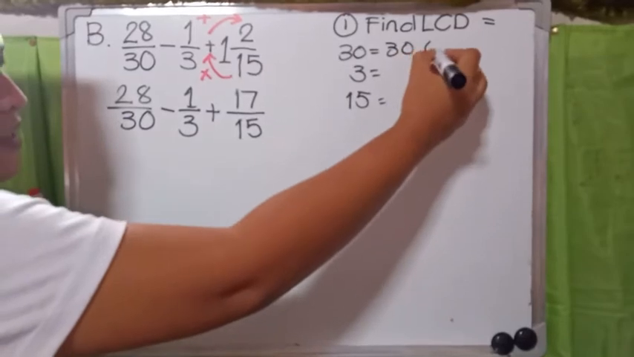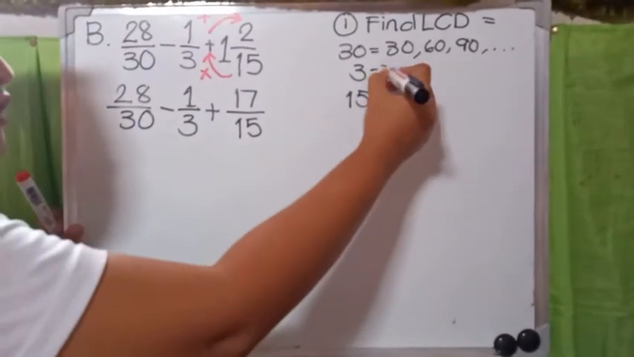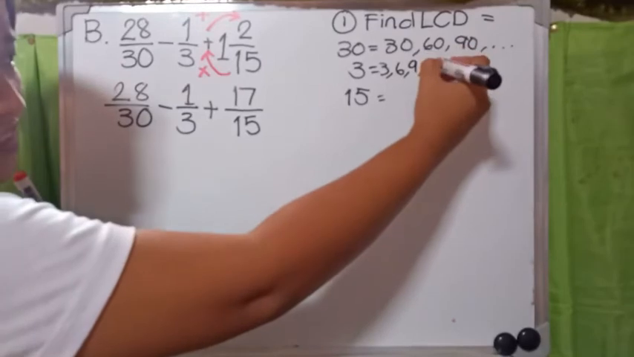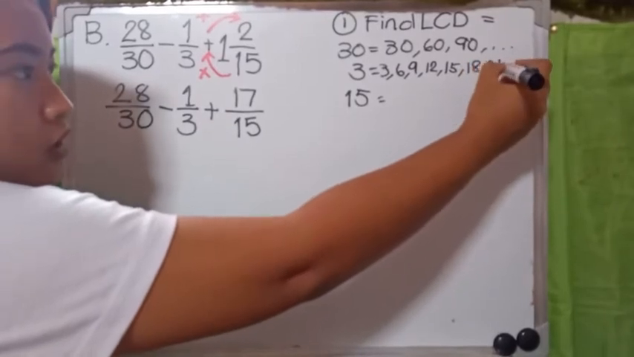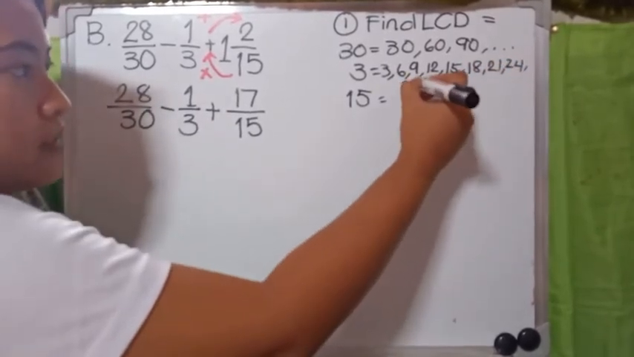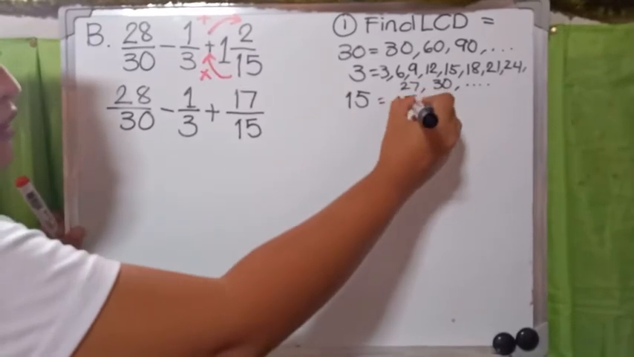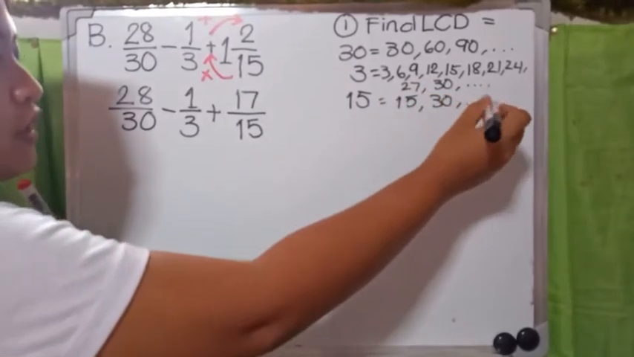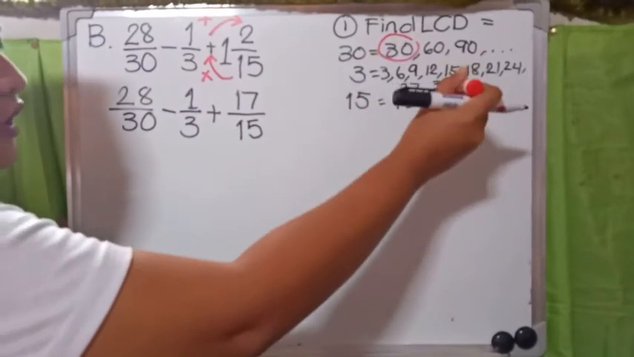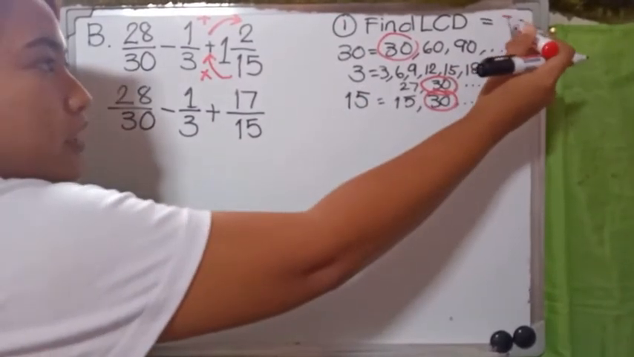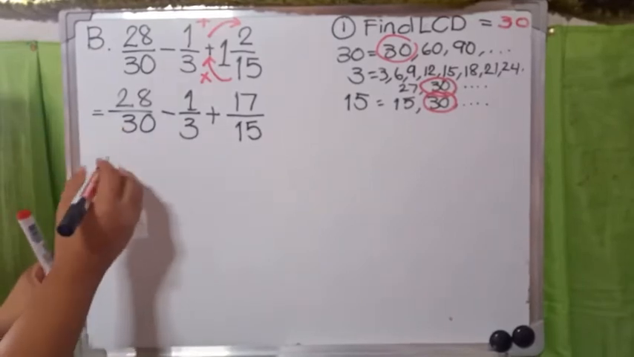Okay, so we have here 30, 60, 90, and so on. How about 3? We have 3, 6, 9, 12, 15, 18, 21, 24, 27, 30, and so on. About 15, we have 15, 30. So if you observe, we have the same LCD, which is 30. So this would be our LCD. So let's go back to our expression.